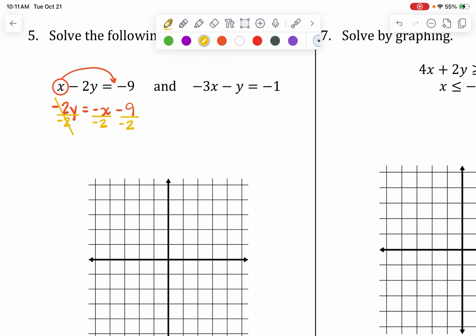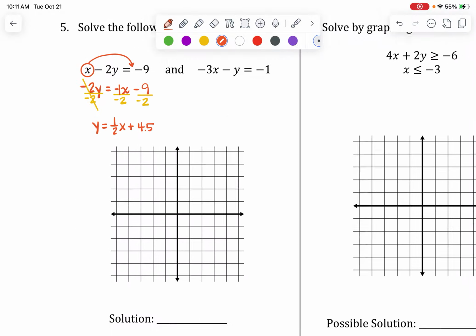All right, so let's see. That is going to give me y equals, now remember there's an understood 1 right there, so that's going to give me 1/2. And then a negative divided by a negative is a positive. So positive 1/2 x is what we're going to get there. And then negative 9 divided by negative 2. I know that doesn't divide evenly, but it is a nice little 4.5, right? So it's not terrible. So I'm going to graph that line.